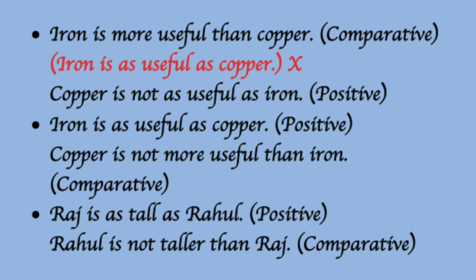See the next one. Raj is as tall as Rahul. That means both of them are equal. So we have to change this into comparative without changing the meaning of the sentence. So we have to say Rahul is not taller than Raj. That means Rahul and Raj both are equal.